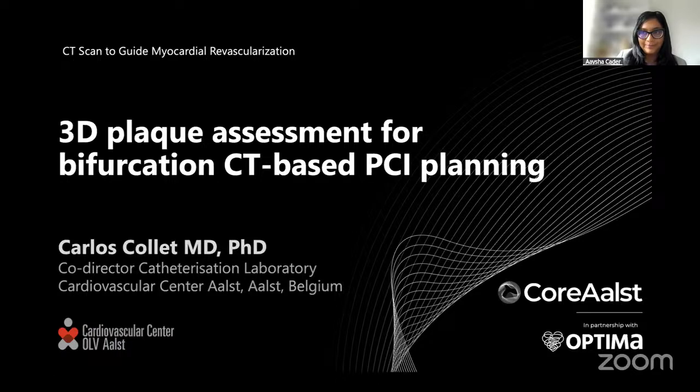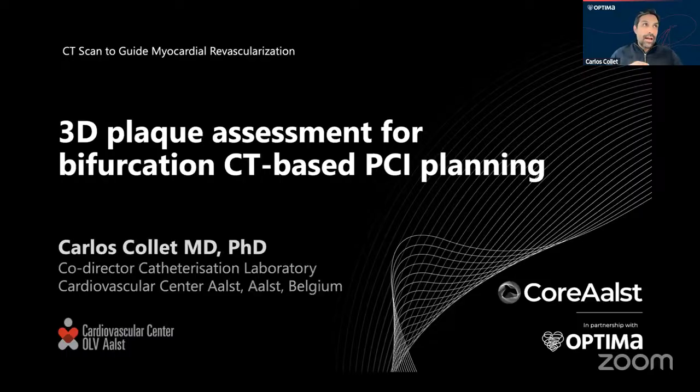Good. So I think that the more that we learn about CT and the interaction that it has with the assessment of bifurcations, the more I believe that in the future, for every complex bifurcation planning, CT will become a very important tool, an essential tool to understand not only the bifurcation itself and all the geometrical information that we know from the past matters, but also the distribution of the plaque.